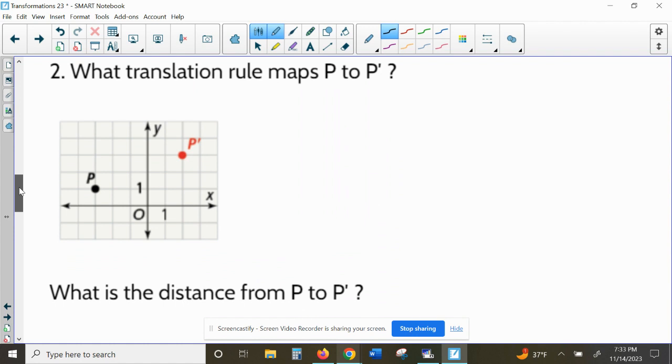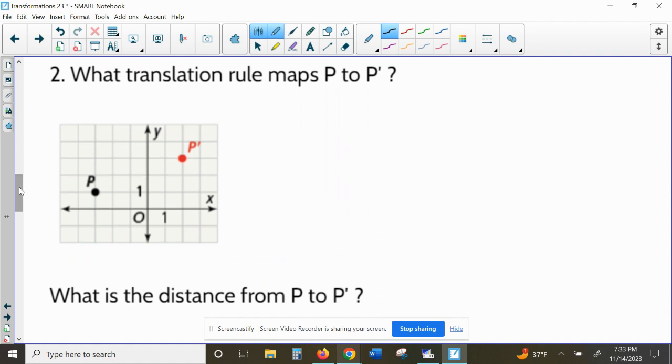Okay, what translation maps P to P prime? So first of all, which one's the starting one? P is the starting one. That's this guy. So you're always starting from there. And this one here is the image one. So this is the second one, right? So think of the rule that gets you from here, this blue point, to this red point.